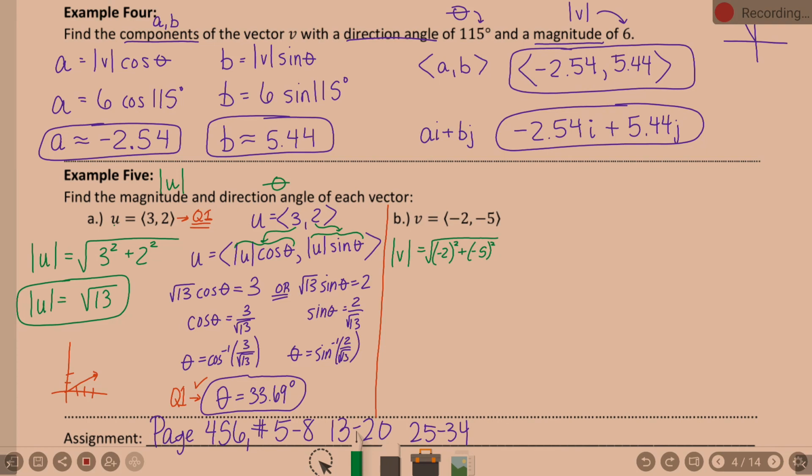Folks, when we square negatives, what happens? They become positive, yes? Yes. Okay, not everyone knew that on the test. Just saying. You gotta remember, when you square a negative, the negative gets squared with it, it becomes a positive. So, okay, square root of -2, let's see, -2 squared is 4, -5 squared is 25. 4 plus 25 makes this square root of 29. So we have a magnitude of the square root of 29.